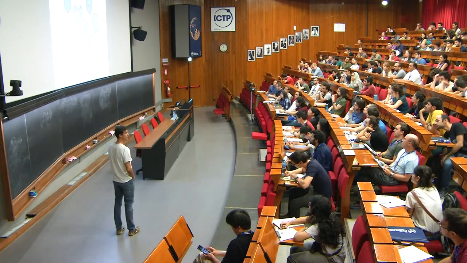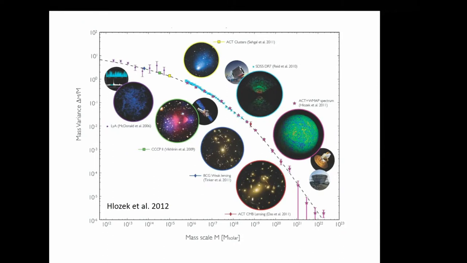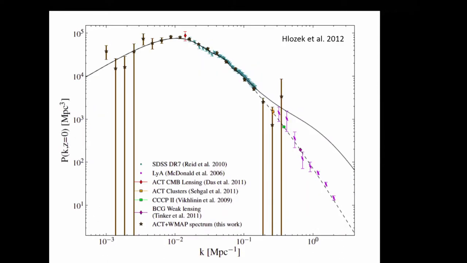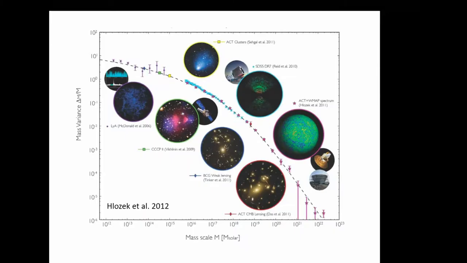This is the same information, but now shown in real space. So rather than showing you the power spectrum as a function of k, this one is showing you the variance in spheres. So this is like a real space quantity.